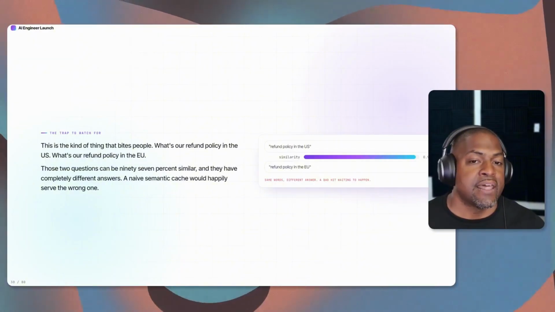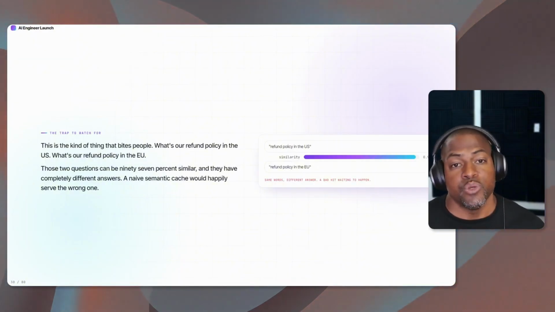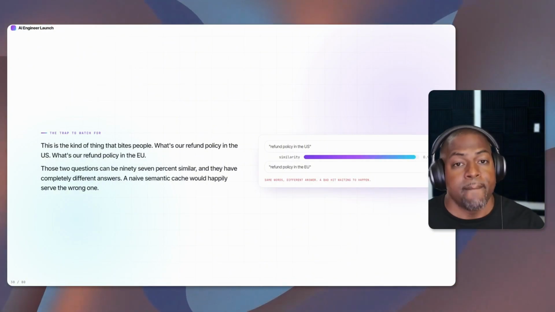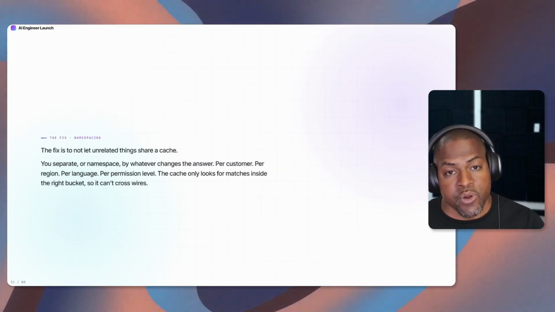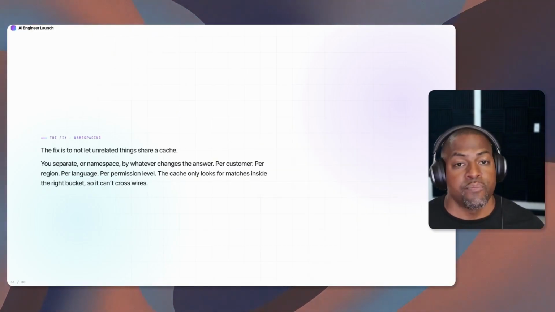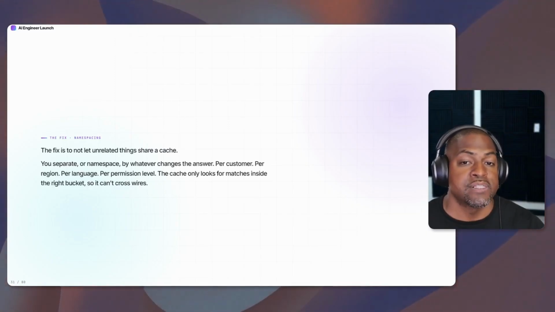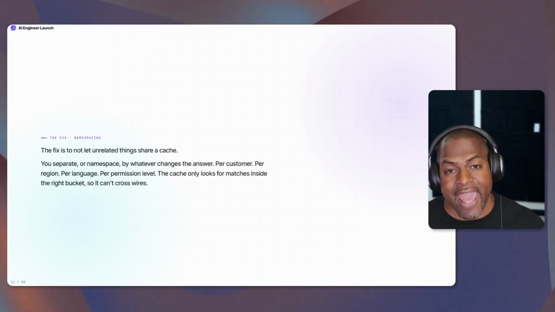The fix is to not let unrelated things share a cache. You separate the cache, using a namespace by whatever changes the answer: per customer, per region, per language, per permission level. The cache only looks for matches inside the right bucket, so it can't cross wires.